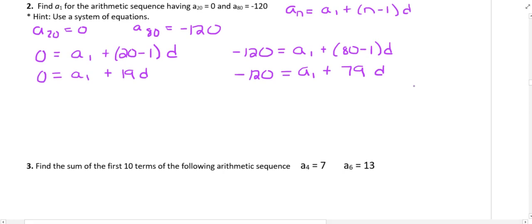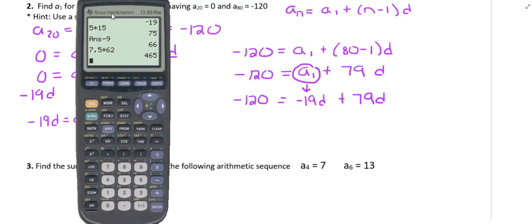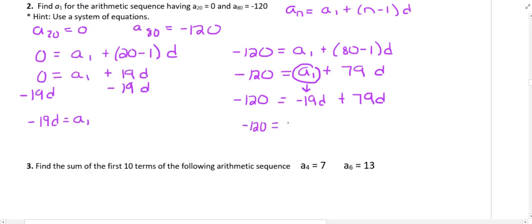So let's find a sub 1 first. So I'm going to go ahead and just do this. We're going to solve for a sub 1 in this equation. Subtract the 19d. So we get negative 19d equals a sub 1. I'm going to plug that into the second equation here for a sub 1 right here. So that's going to become negative 19d plus 79d, and that's going to be negative 120. So let's see here, negative 19 plus 79, that's going to be 60. So negative 120 equals 60d, and it looks like our d is going to be negative 2. Okay, so we get the d.